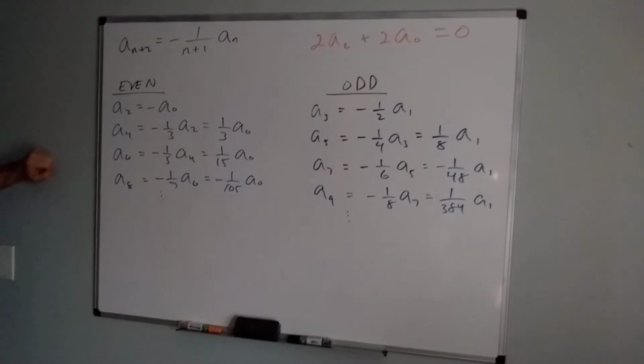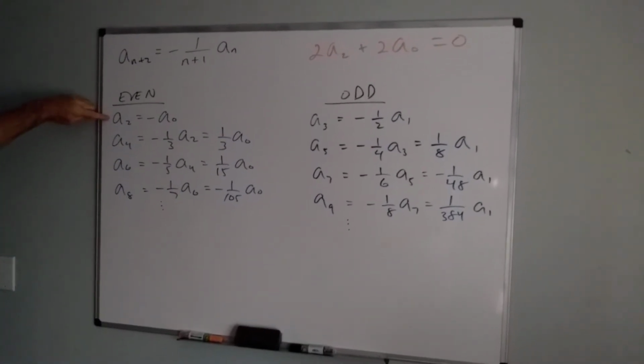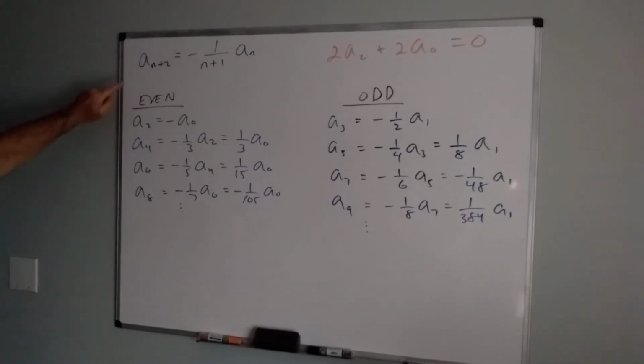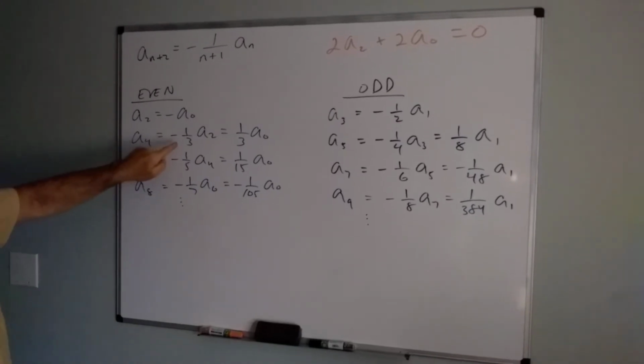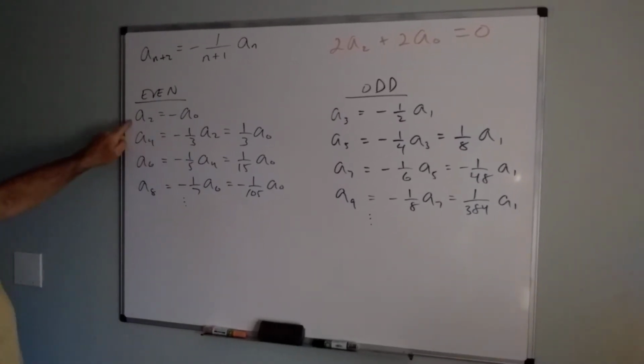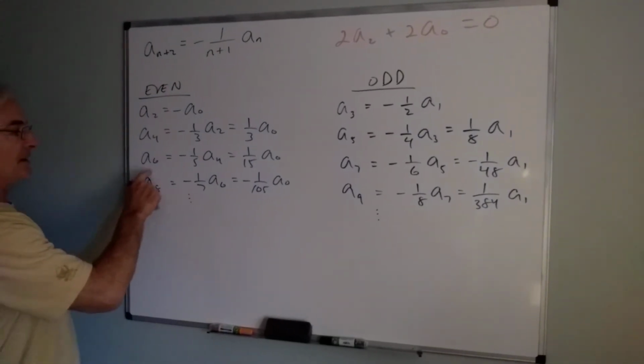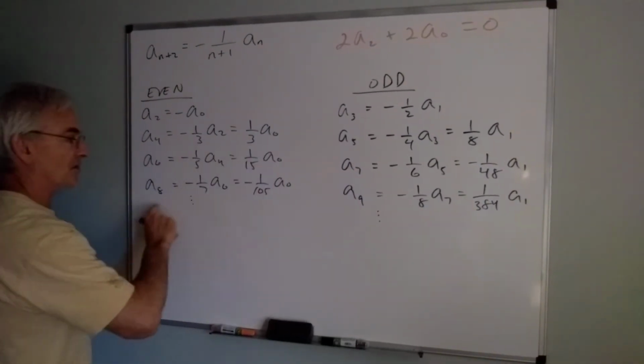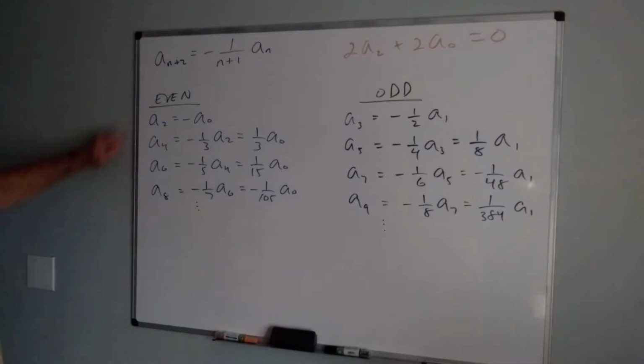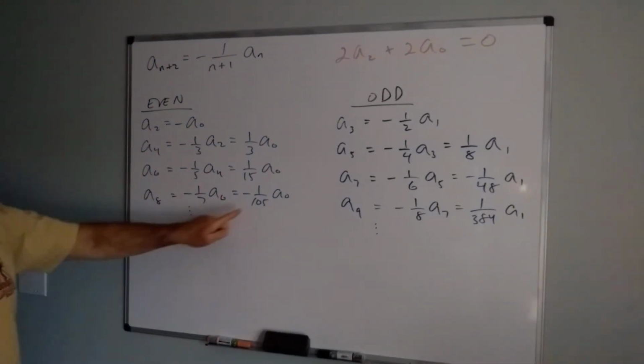So if one at a time we replace n with 0, we get the following. If we replace n with 2, we get A4 is negative 1/3 A2, but then substituting, I get in terms of A0. Continuing, A6 is this, substituting back in, and so on. So we can write all of the coefficients as constant multiples of A0.